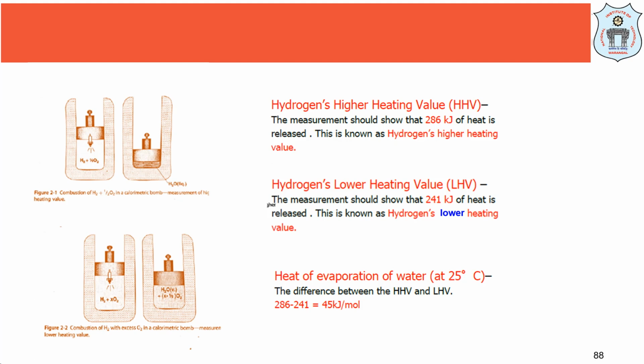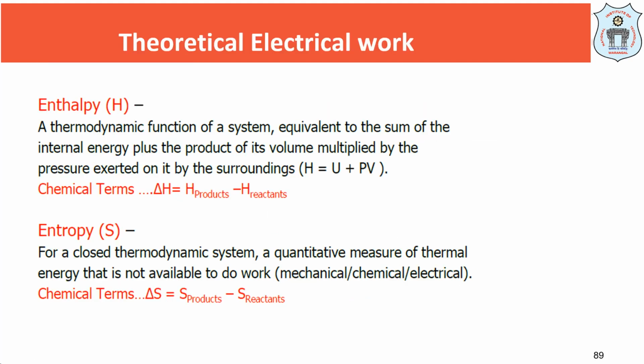We have seen that delta H is delta H of product minus delta H of reactants. Entropy is given by delta S. For a closed thermodynamic system, it is a quantitative measure of thermal energy that is not available to do work. It may be mechanical work or chemical work or electrical work. In chemical terms, delta S is given by entropy of the product minus entropy of the reactants. Enthalpy is given by enthalpy of the product minus enthalpy of the reactants.